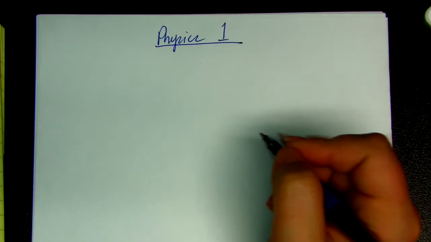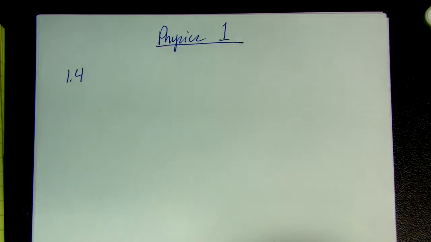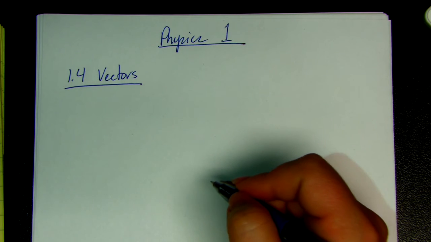All right, so this is the first lecture for Physics 1. And we start doing the typical chalk talk notes lectures at section 1.4 in Matter and Interactions. And here is where we introduce vectors, because we live in a three-dimensional world.